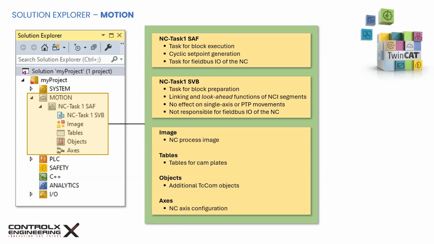Electronic cam plates and valve characteristic curves can be managed under tables. Since TwinCAT 3 has modular structure, this modular structure is also used for motion control. The independent objects are managed via the object node. These are, for example, collision avoidance and coordinated motion groups. And finally, the axis node stores the configuration of the various axes.